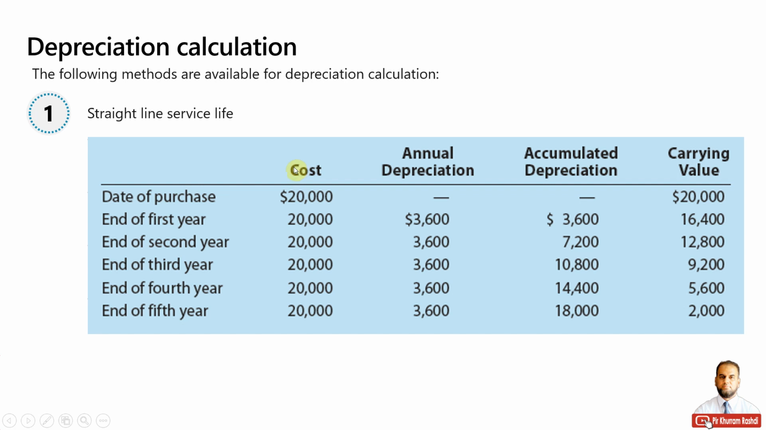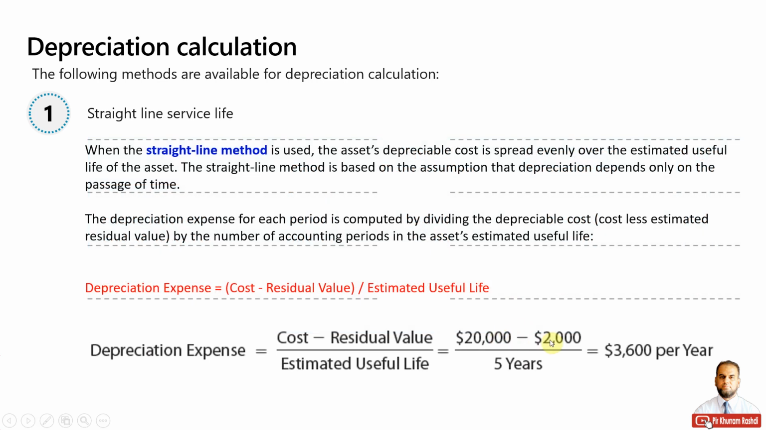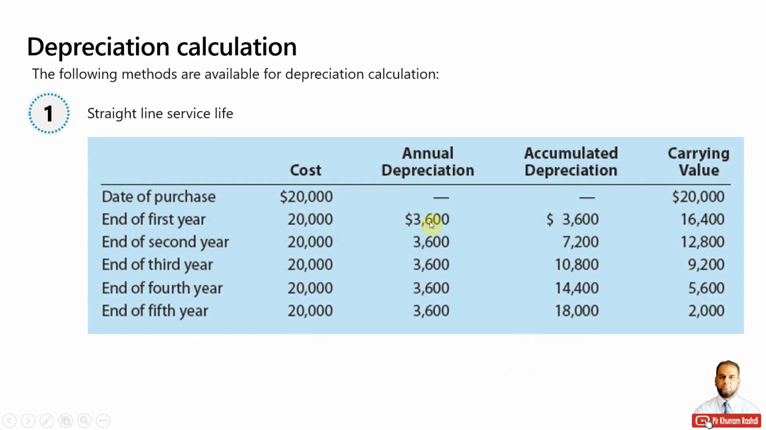On the left hand side, on the date of purchase, the actual cost is $20,000, and once the first year is completed, you can see 3,600 as per the previous formula, which was 20,000 minus 2,000 divided by 5 years. So this will be 3,600 per year. Each year the same amount will be reduced from the cost. So we have put 3,600 for each year, and accumulated depreciation is just a balance of the total depreciation so far.